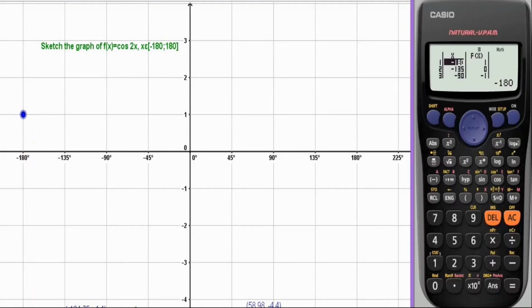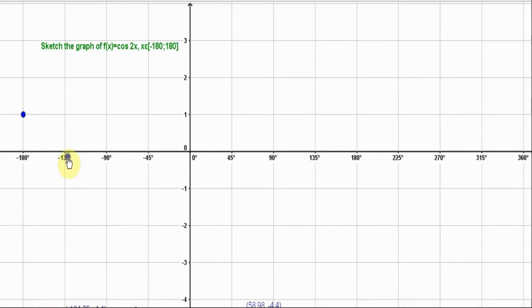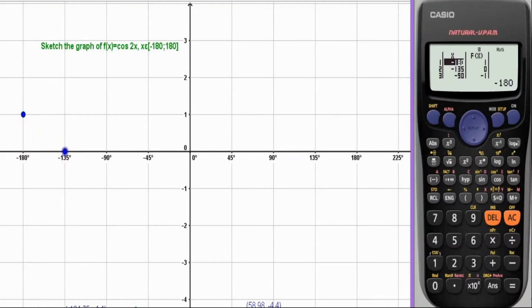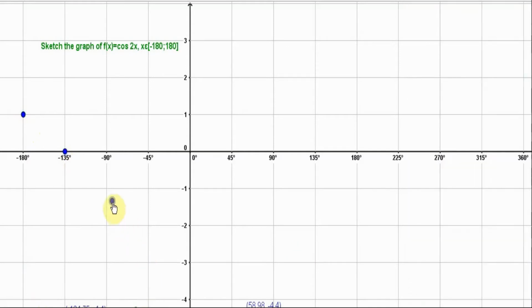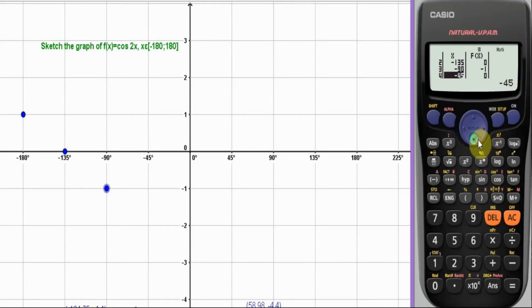Next coordinate, minus 135, 0. Okay, we have the x-axis here, minus 135, 0. The third coordinate, what is the third coordinate? Minus 90, minus 1. Then we have minus 45, 0. Okay.